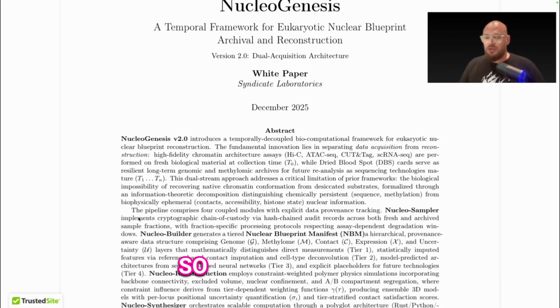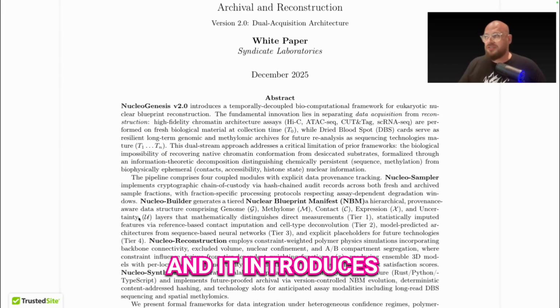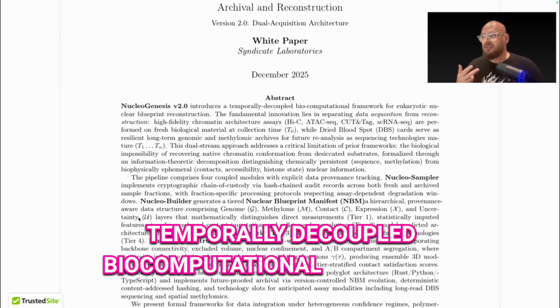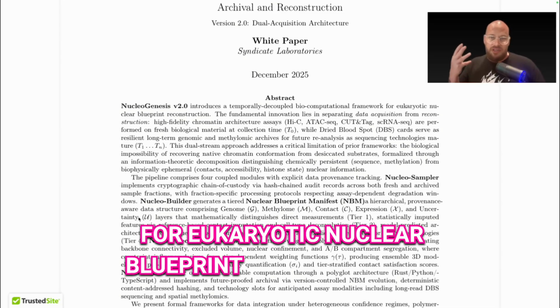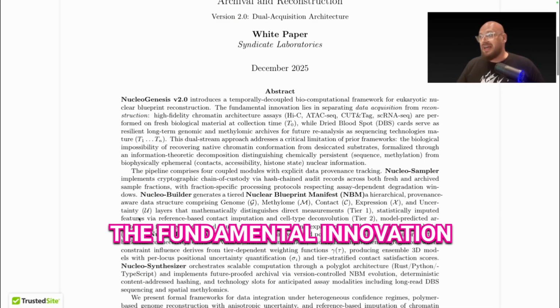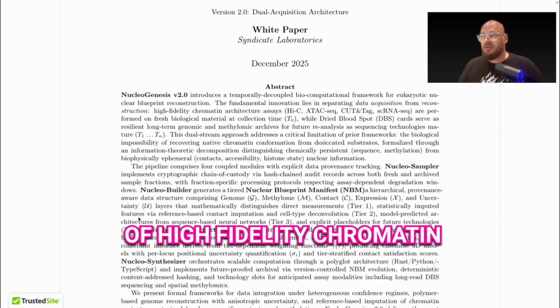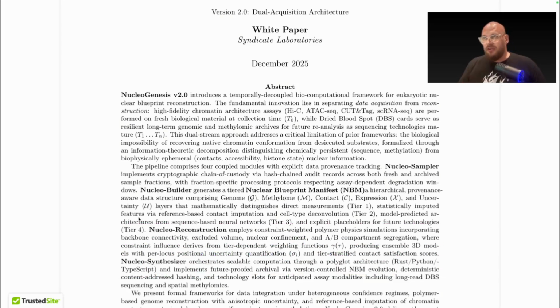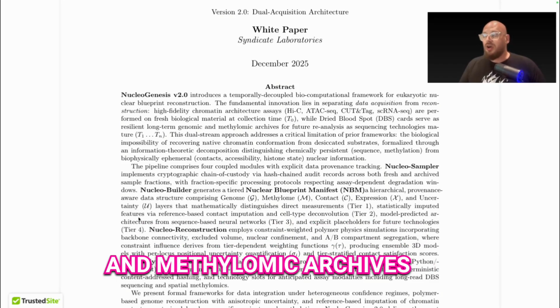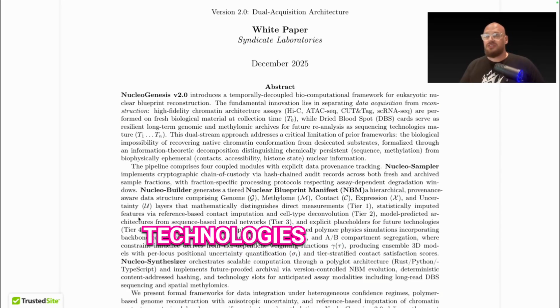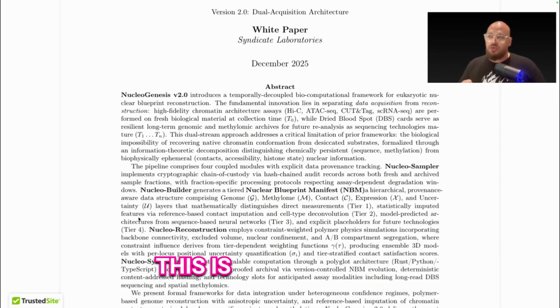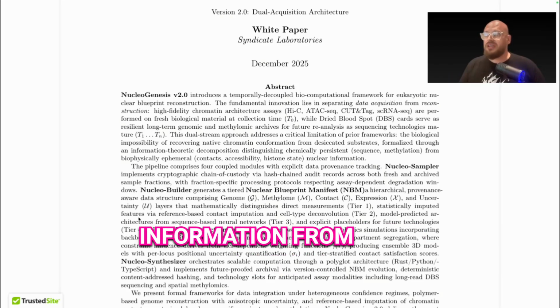Let's get it going. All right, so NucleoGenesis, this is version 2.0, and it introduces a temporally decoupled biocomputational framework for eukaryotic nuclear blueprint reconstruction. The fundamental innovation lies in separating data acquisition from reconstruction. And this is reconstruction of high fidelity chromatin architecture assays. They are performed on fresh biological materials at the collection time and also impregnating a dried blood spot card, serving as the resilient long-term genomic and methylomic archives for future reanalysis and sequencing technologies that will happen in the future, right? This is a dual stream approach in addressing critical information from prior frameworks.